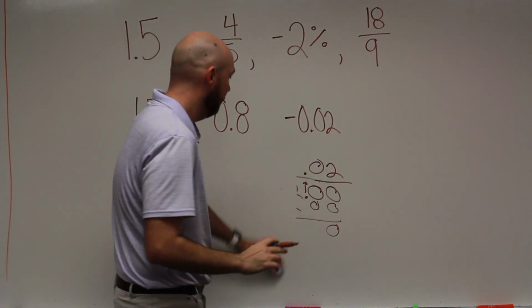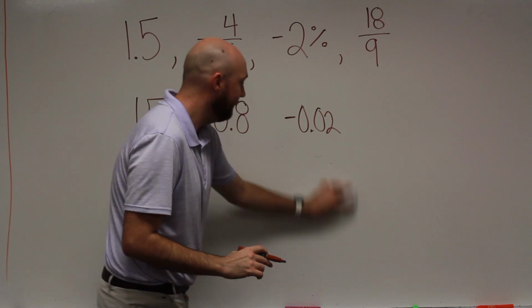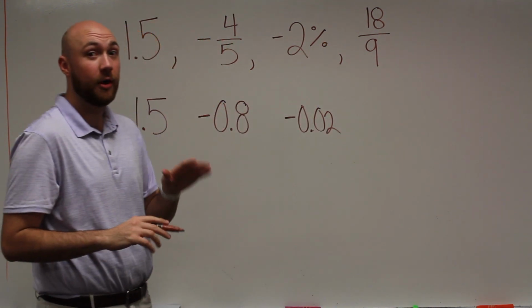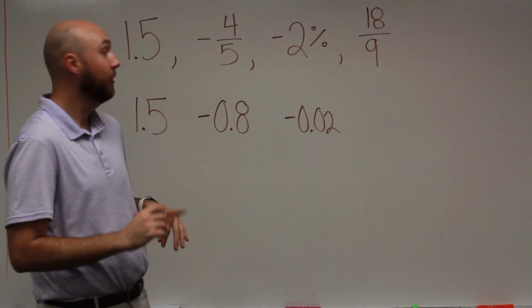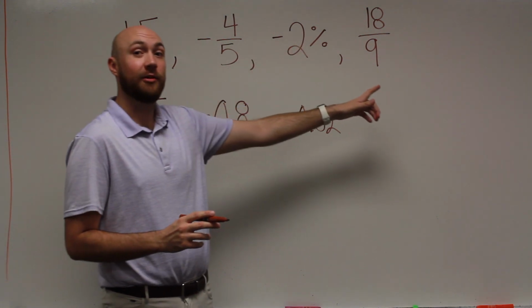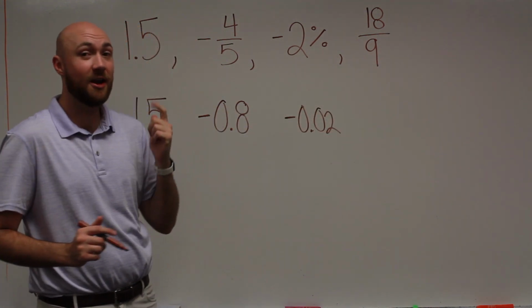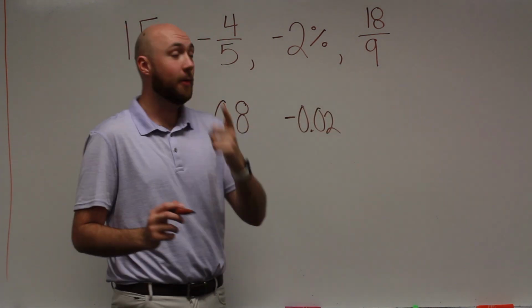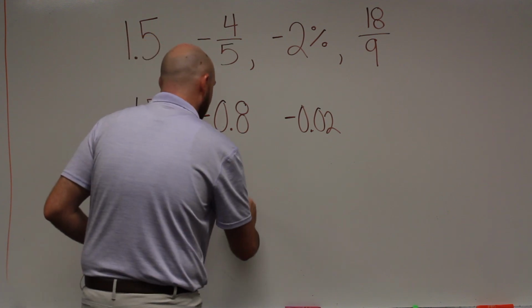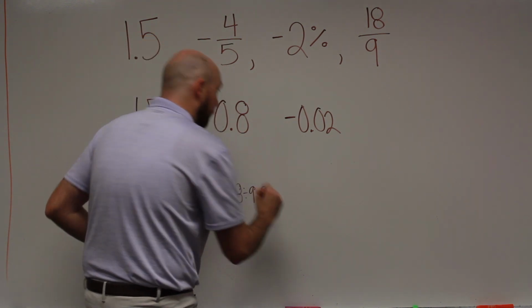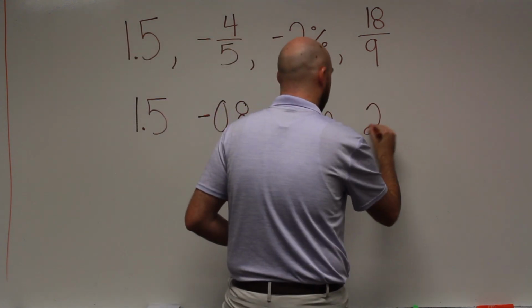Okay? Last one, we've got 18/9. This one is positive, so I don't have to worry about forgetting my negative. But we do have a fraction. How do we convert a fraction to a decimal? Top divided by bottom, numerator divided by denominator. So 18 divided by 9, if you know your math facts, is just 2. So we've got positive 2.